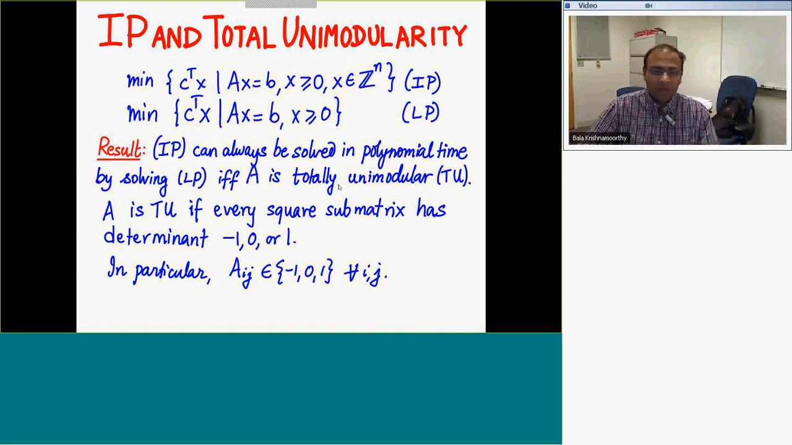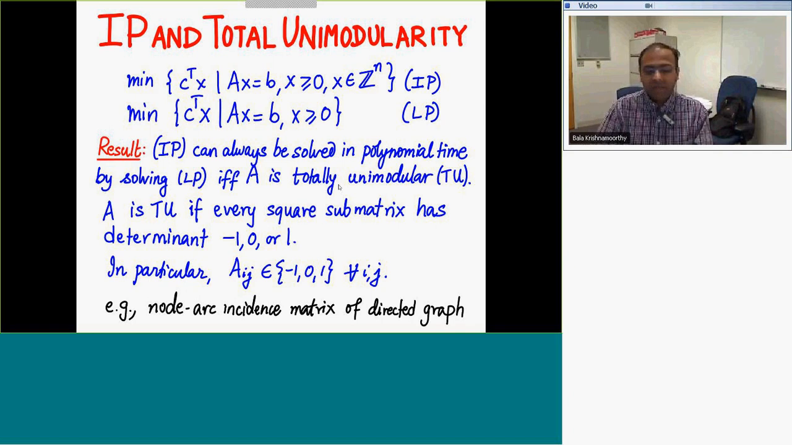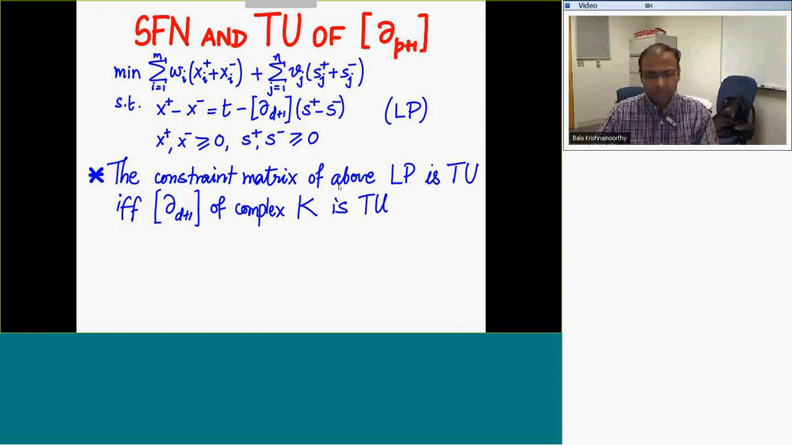An example of a totally unimodular matrix is the node-arc incidence matrix of a directed graph. That's why, for instance, several classes of network optimization problems like shortest path, maximum flow or min cost flow can just be solved as linear programs and give integer solutions. We use this result in our integral flat norm question for currents. It turns out you can pick a linear program for the simplicial flat norm.